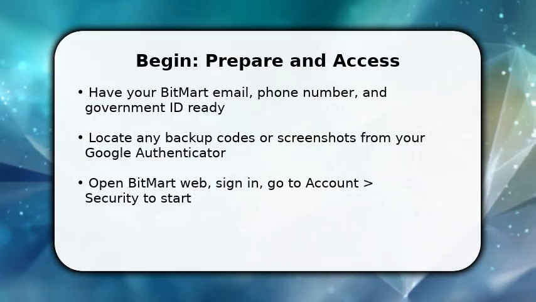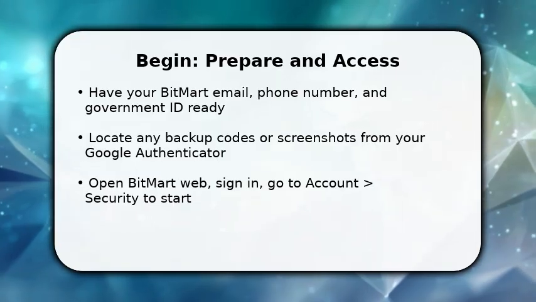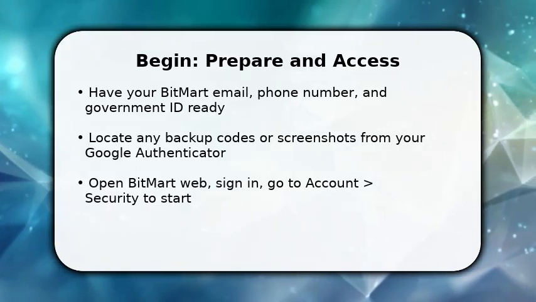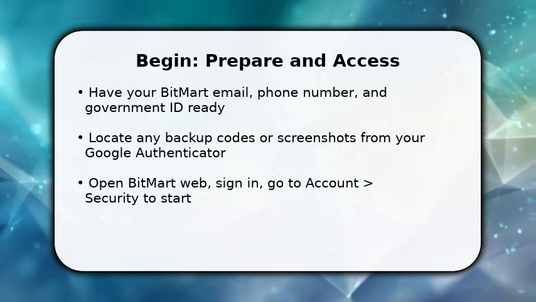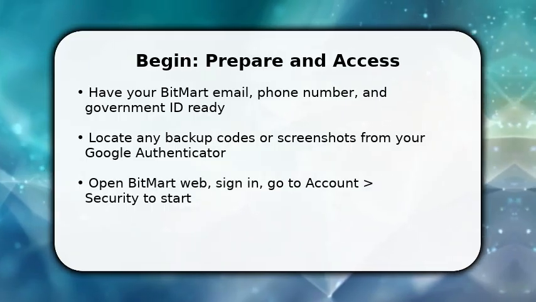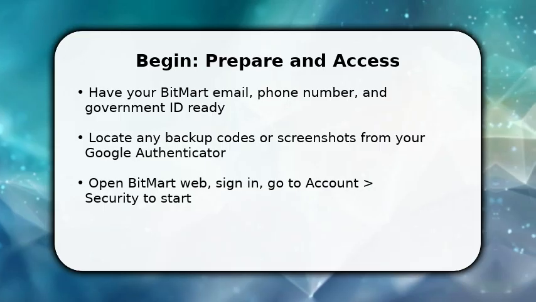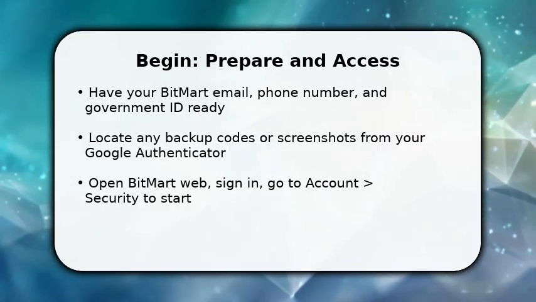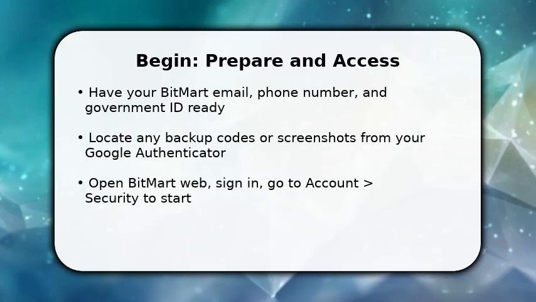You start by preparing essentials: your Bitmart account, phone, ID, and any backup codes from Google Authenticator. Once signed in on the web, go straight to Account then Security. Make sure your phone number and email are current so you can receive alternate verification.